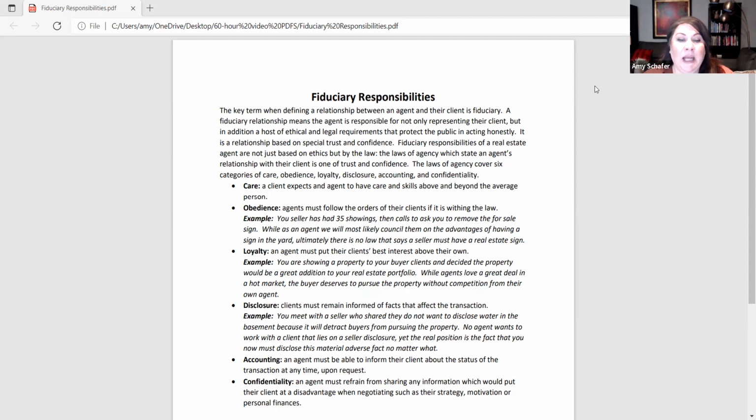Disclosure. Clients must remain informed about all the facts of a transaction. And this comes into what you might learn through the course as material facts or a material adverse fact. And while we do need to keep a party's information confidential so that they're not put at a disadvantage when negotiating, there are some things in the transaction that we must disclose no matter what. And those are material or material adverse facts, is what we call them in Iowa. A material adverse fact is anything that would change the value of the property. It would change a party's decision to even go under contract. It would change the structural integrity of the property or pose a health risk.